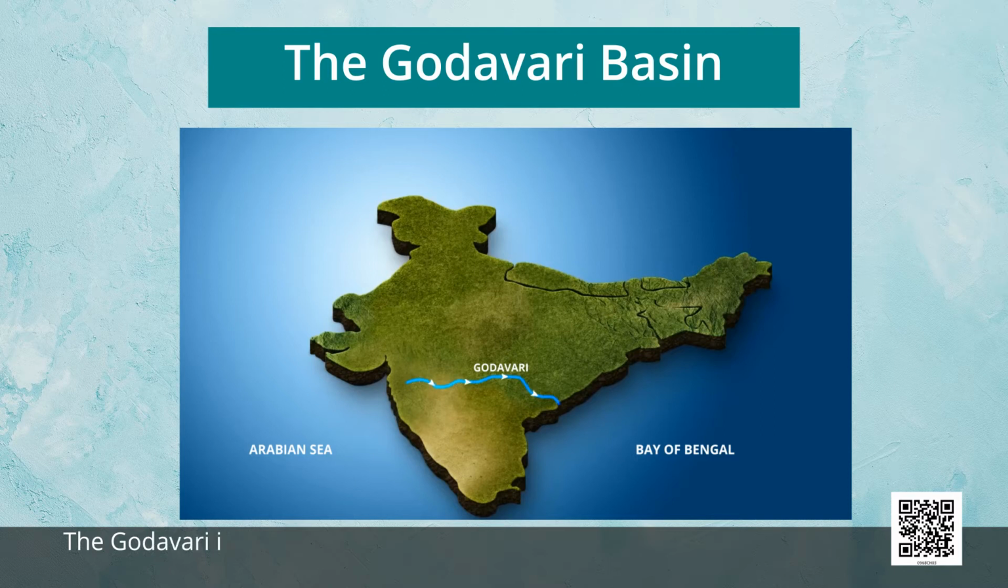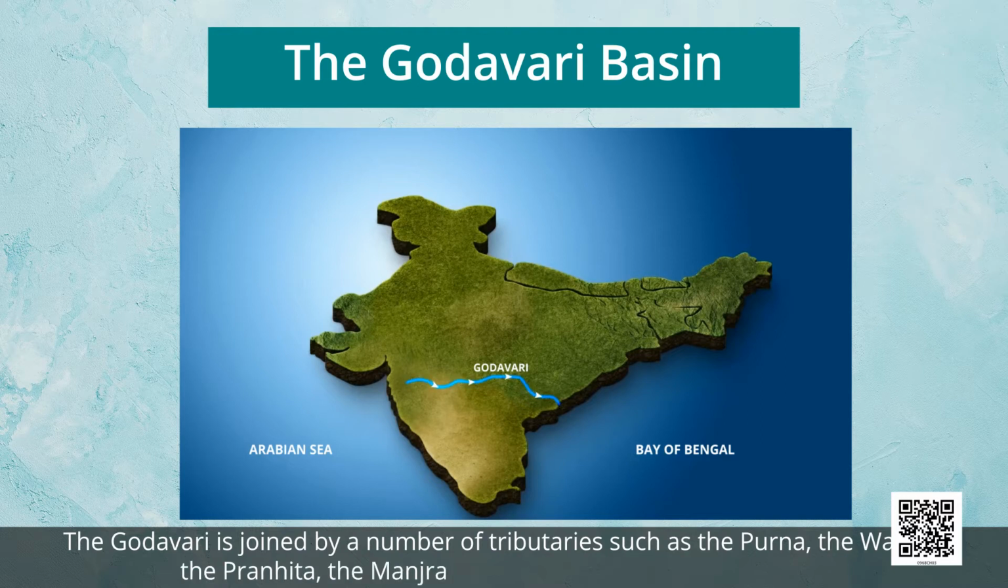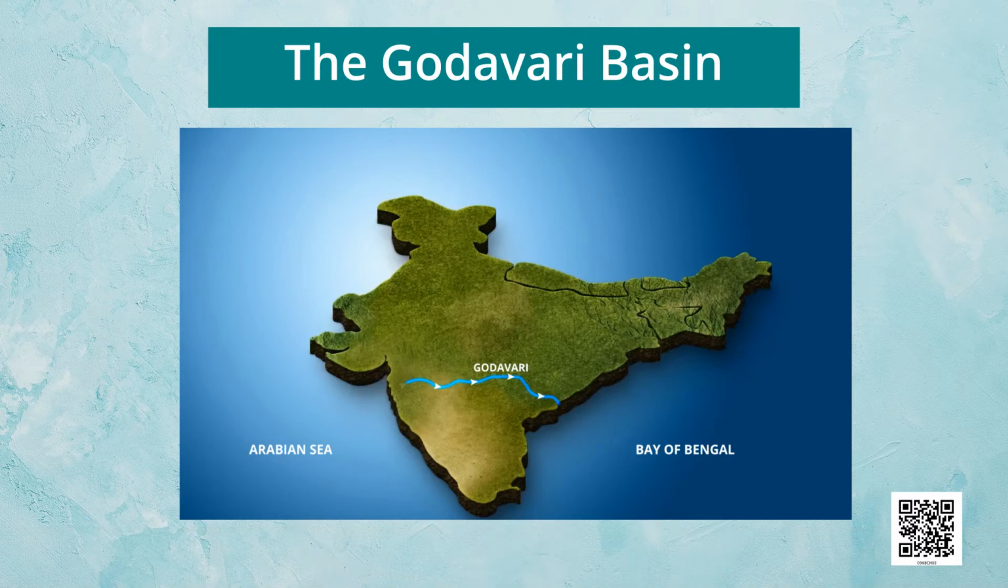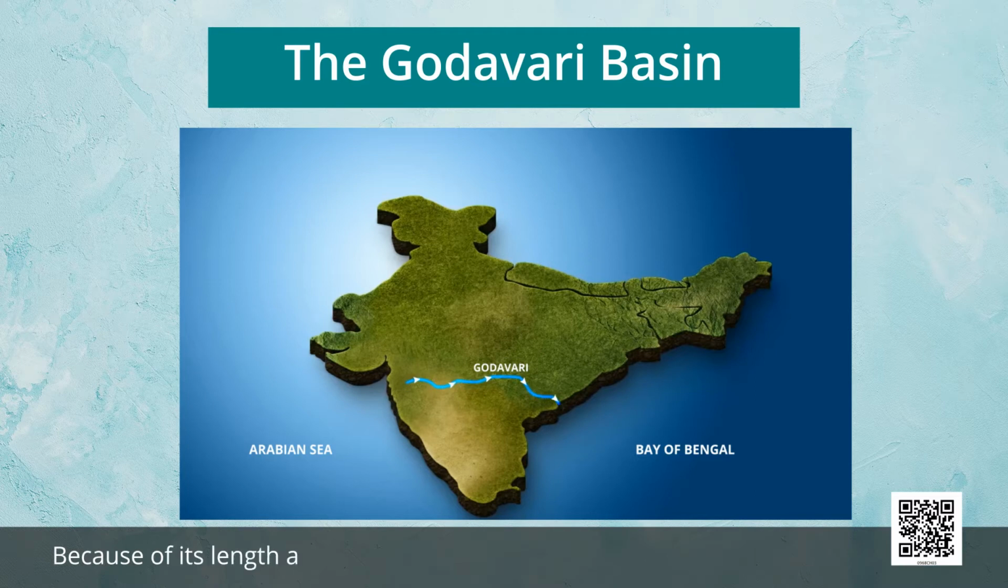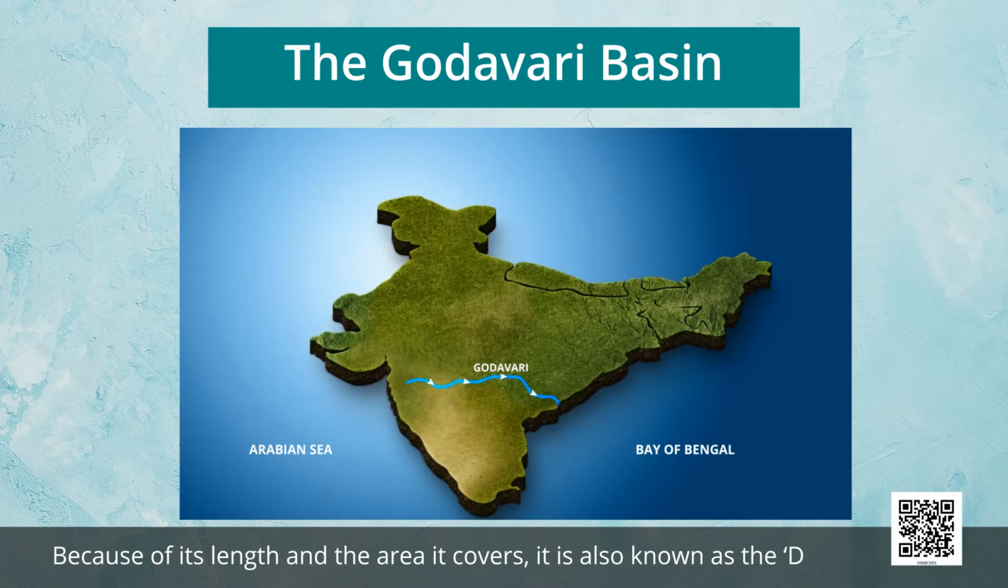The Godavari is joined by a number of tributaries such as the Purna, the Wardha, the Pranhita, the Manjra, the Wainganga and the Penganga. The last three tributaries are very large. Because of its length and the area it covers, it is also known as Dakshin Ganga.